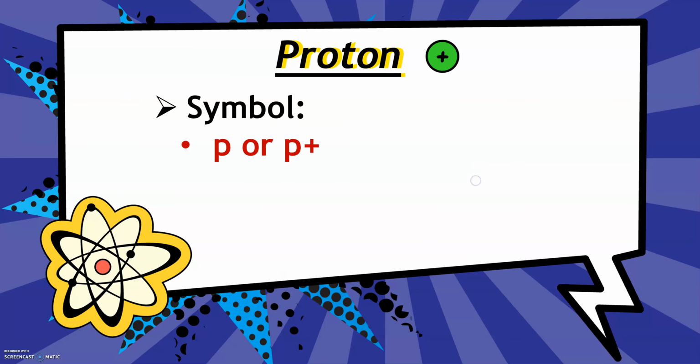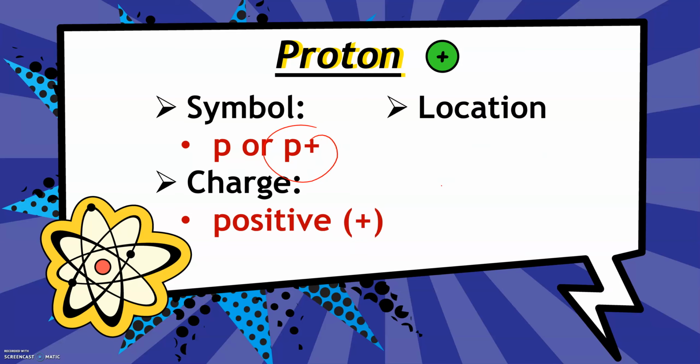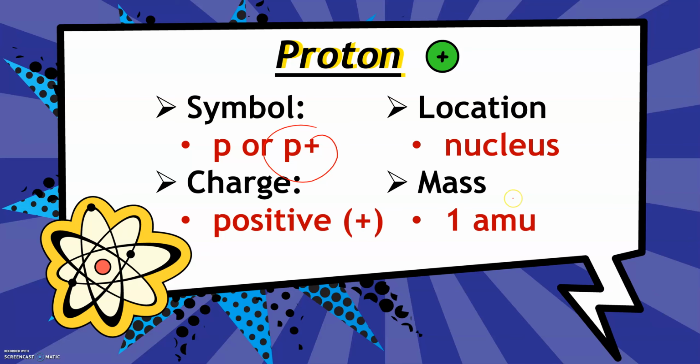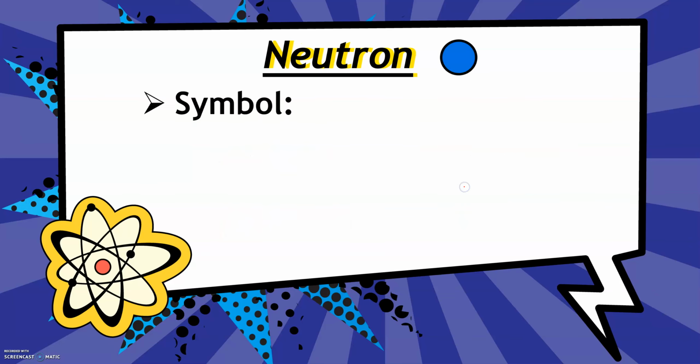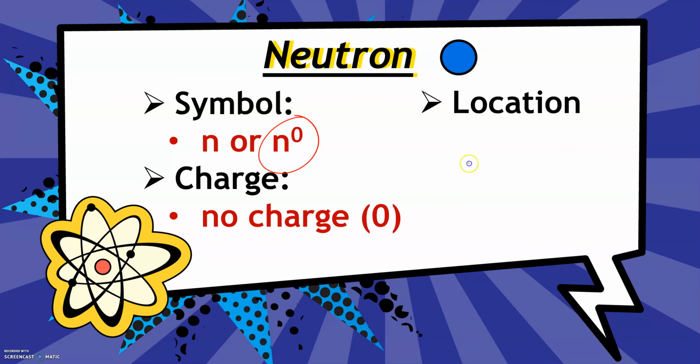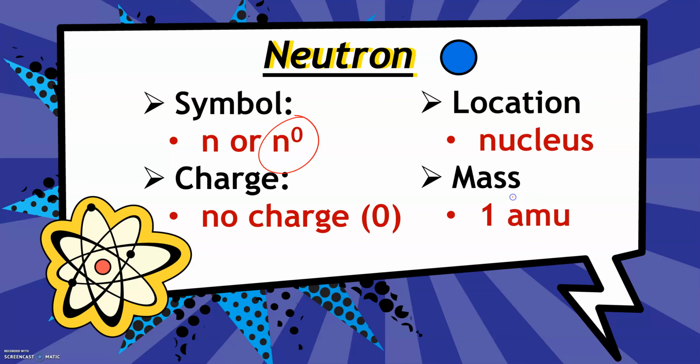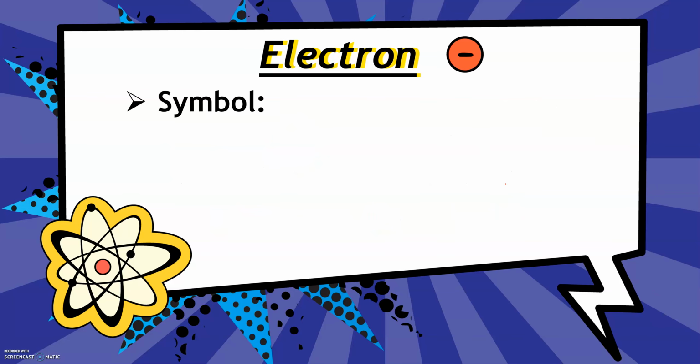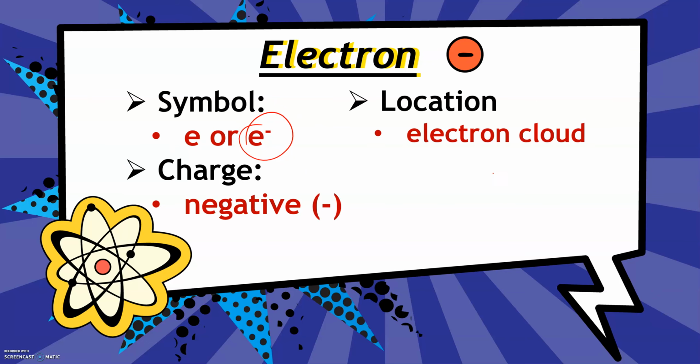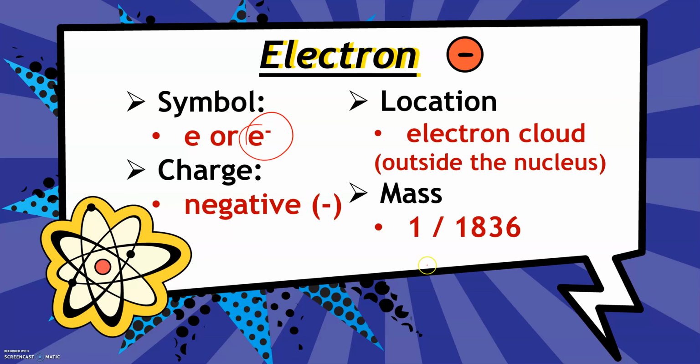The proton symbol is P or P plus. I like this one because it tells us the charge, which is positive, and the location is inside the nucleus, and the mass is 1 AMU. This is all review. Neutron, N or N0. I like this because of the charge: it doesn't have one. Again, it's in the nucleus, and the mass is the same, 1 AMU. The electron, E or E negative. I like this because it shows the negative charge. The location is outside of the nucleus, in that electron cloud, and the mass is very, very minimal. They might say 1/2000th AMU. It's very small.